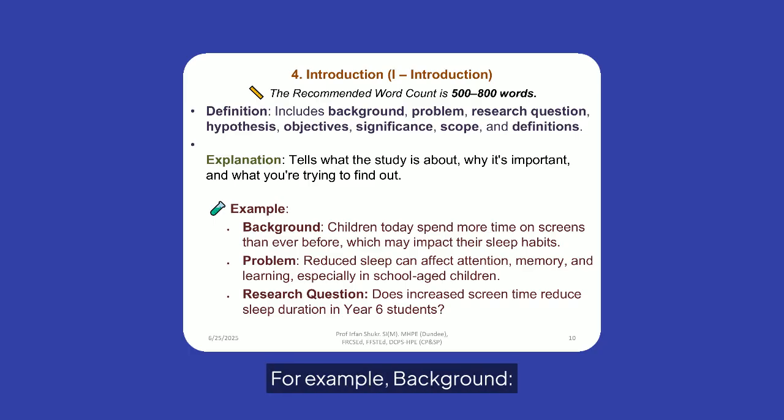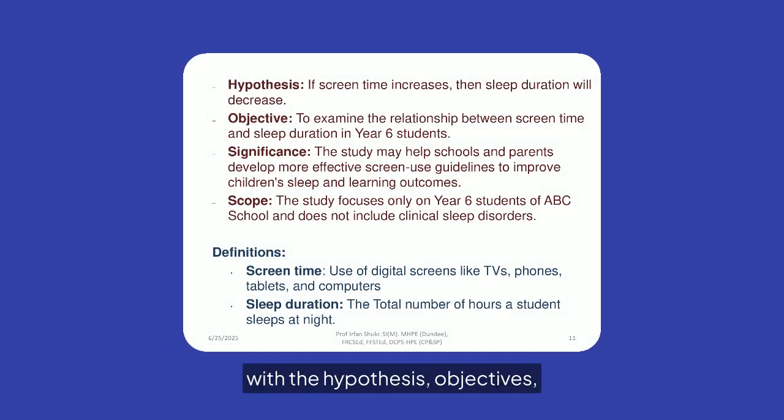For example, background: children today spend more time on screens than ever before, which may impact their sleep habits. Problem: reduced sleep can affect attention, memory, and learning, especially in school-age children. Research question: does increased screen time reduce sleep duration in Year 6 students? The introduction continues with the hypothesis, objectives, significance, and scope. Definitions clarify key terms like screen time and sleep duration, ensuring readers understand the study's context and focus.